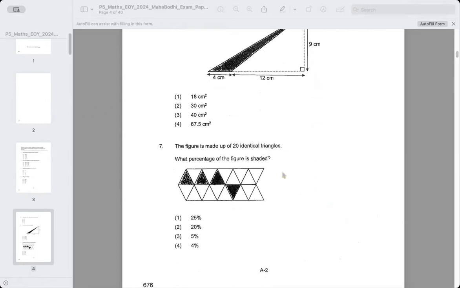Question 7, the figure is made out of 20 identical triangles. What percentage of the figure is shaded? Take note, if they're asking for percentage, right, what you always have to do is you have to write down a fraction times 100%. Okay, then you can get your answer. So we need to determine what are we going to write down for the fraction. The question is asking what percentage of the figure is shaded. So for the numerator, let's count how many triangles are shaded. It'll be 1, 2, 3, 4. So it's 4 out of. It's always the denominator will be the total number of triangles of the figure, 20, times 100% equals.